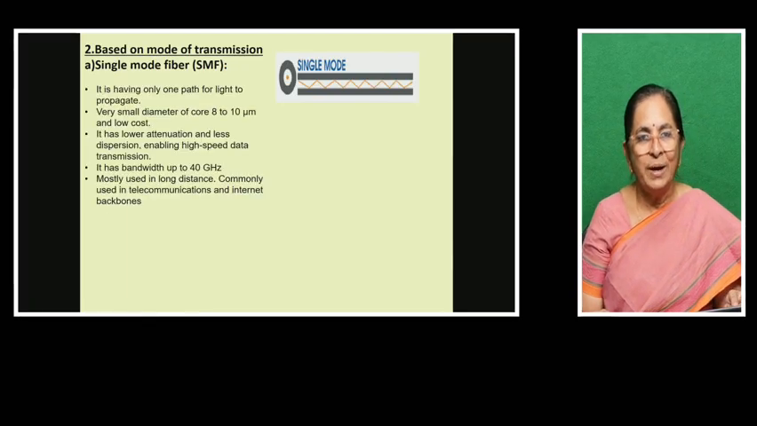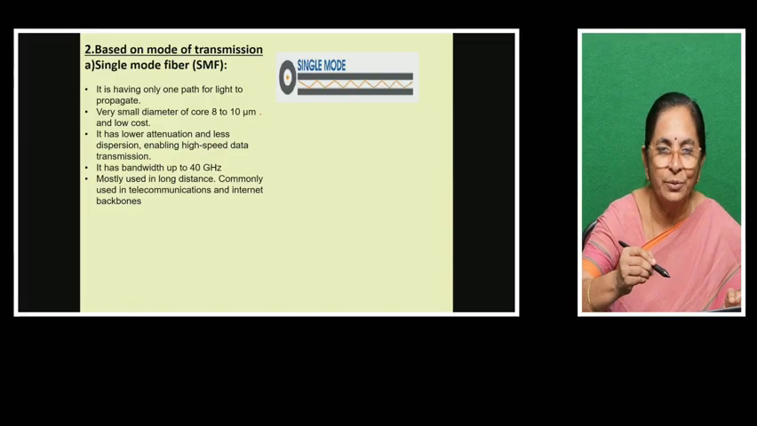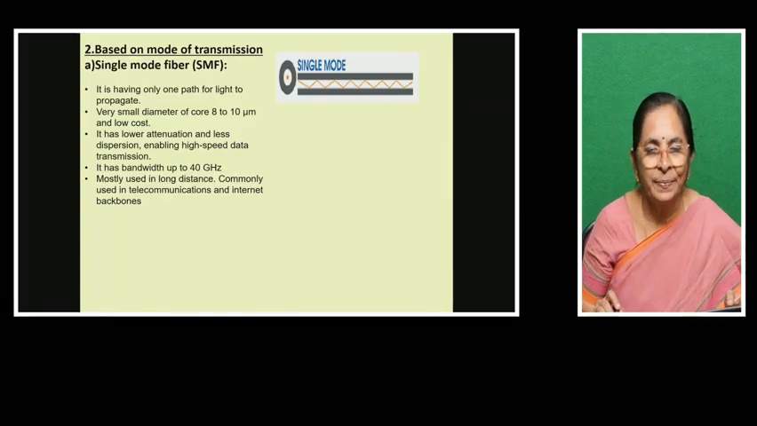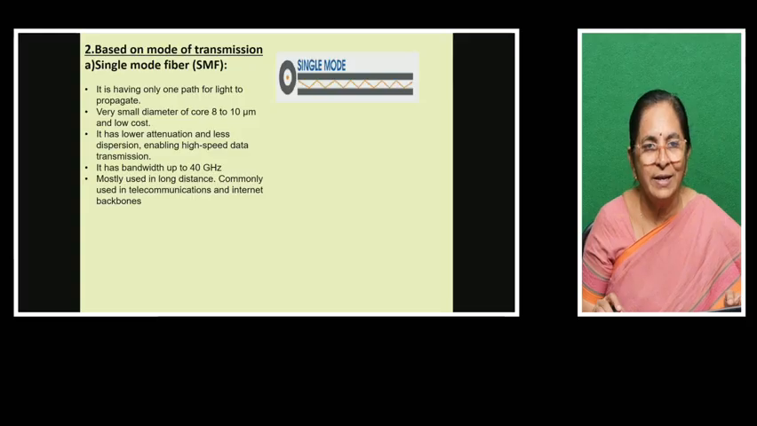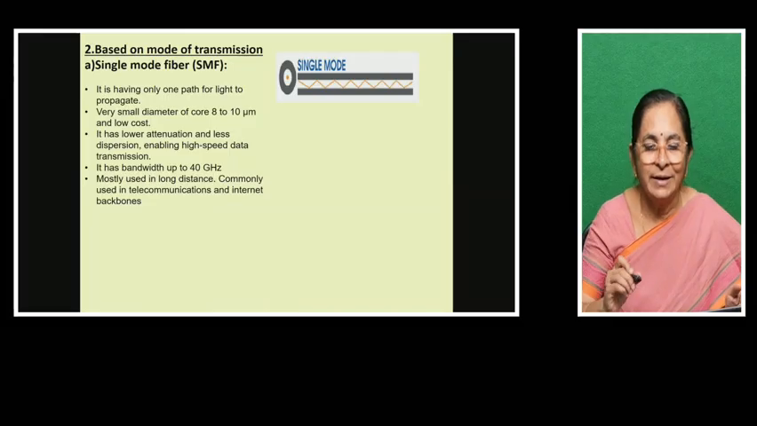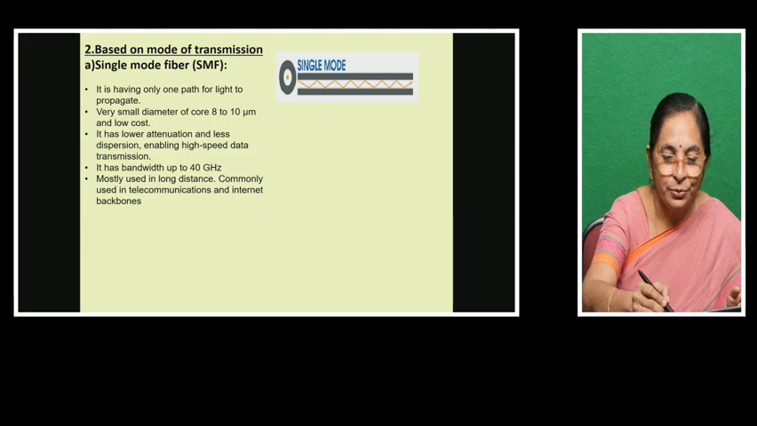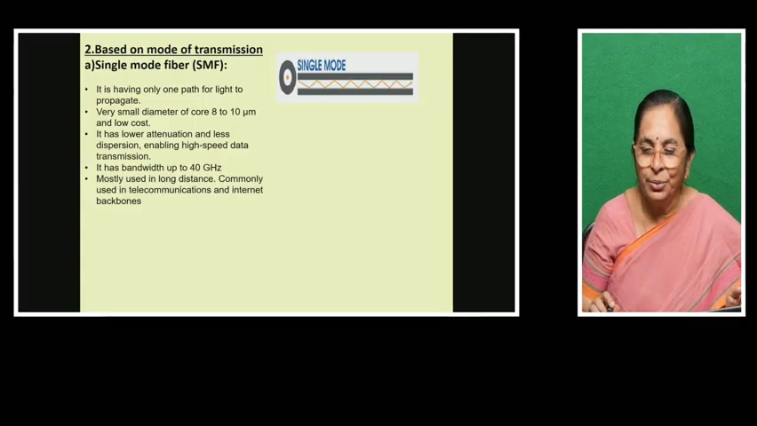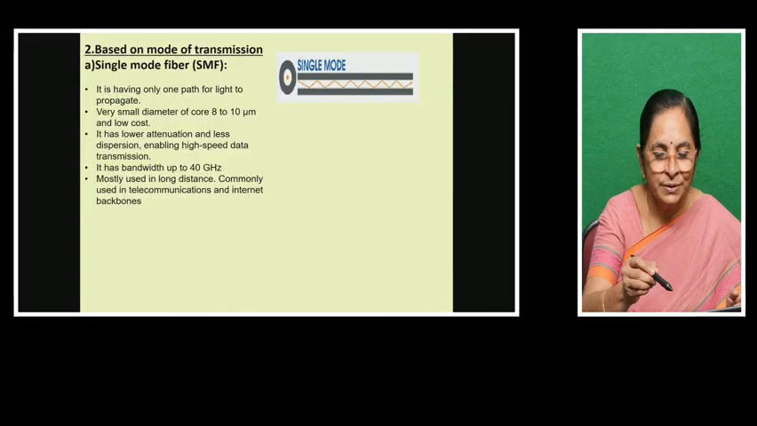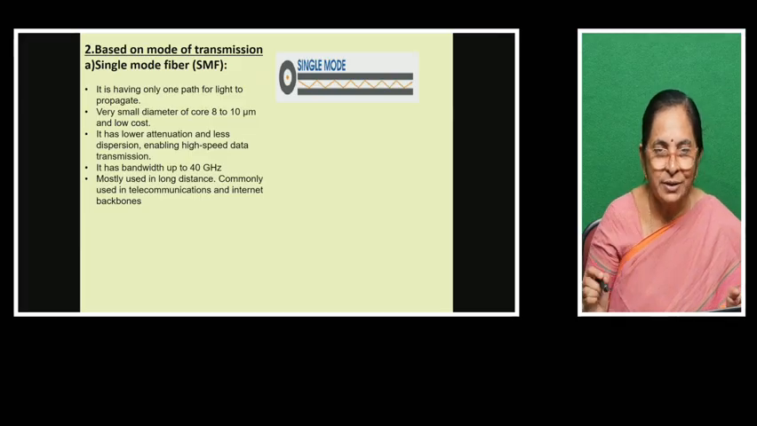So there is only one path, and the diameter of the core will be very small, 8 to 10 micrometer only. It is very low cost and the attenuation loss will be very less. Also dispersion will be very less, so that the data can be transferred at high speed across the cable. Bandwidth up to 40 gigahertz can be transmitted from one end to the other end using this single mode fiber. So this type of single mode fiber will be used for long distance communications, especially telecommunication and internet.